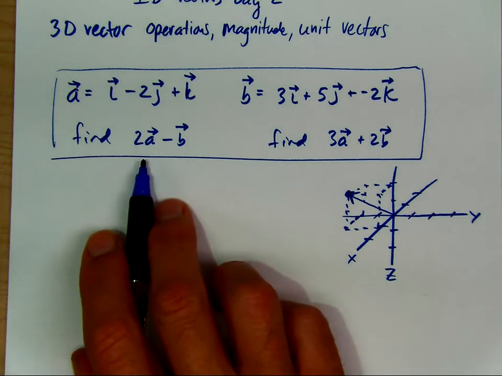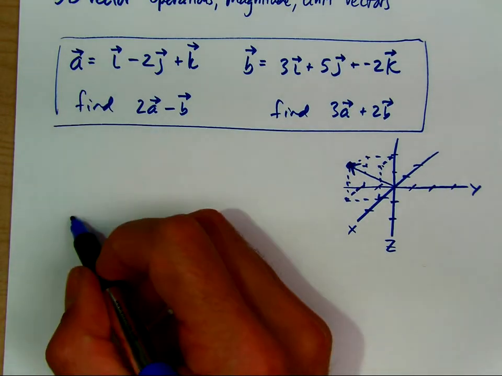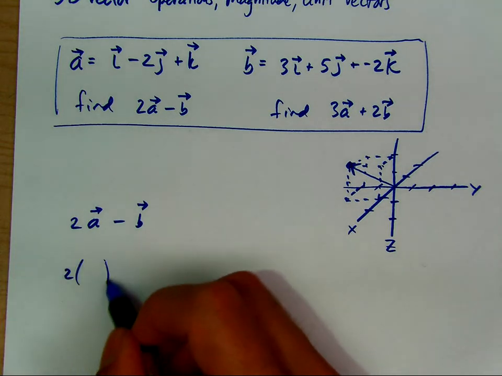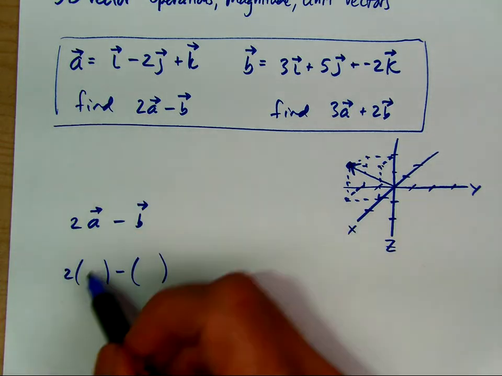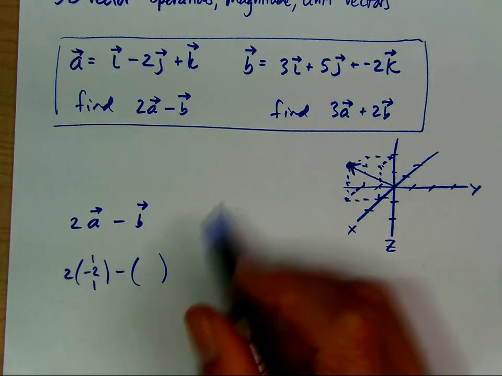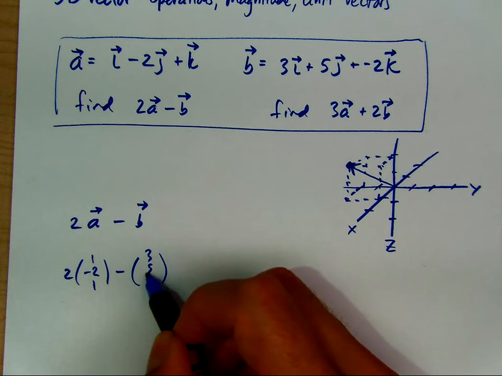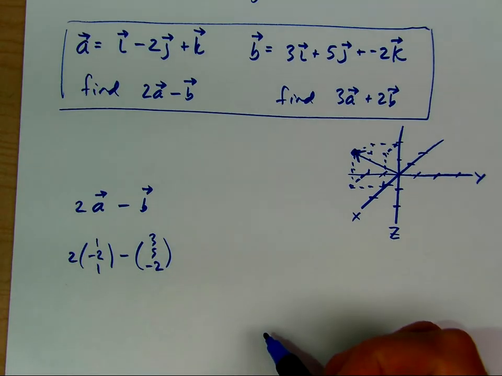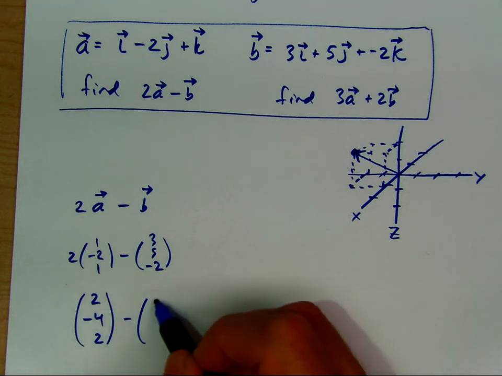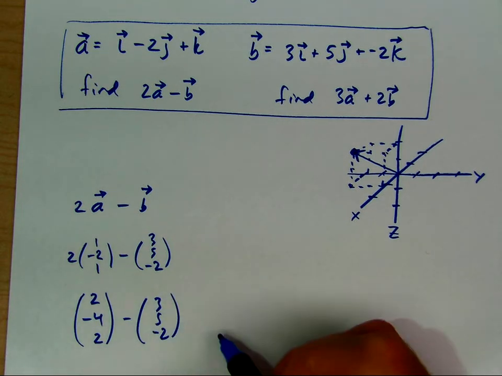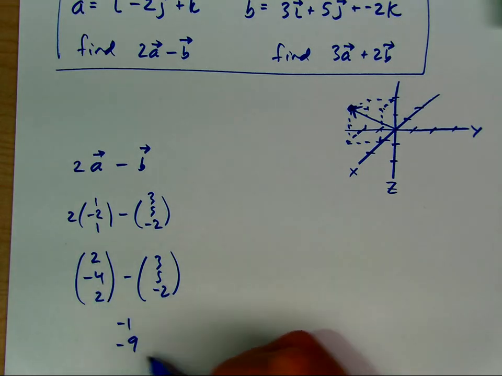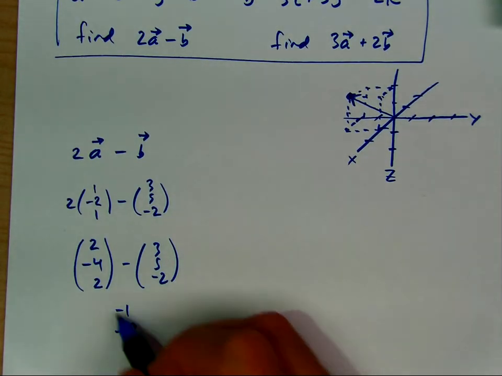And here we just have some easy arithmetic. So 2a minus b. I think it's helpful just to write column vectors. So we'll have 1, -2, 1 for a, 3, 5, -2 for b, and multiply times everything. 2, -4, 2, minus 3, 5, -2, and 2 minus 3, -4 minus 5, and 2 plus 2.